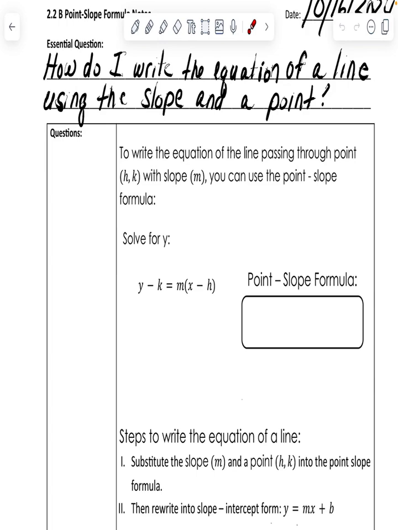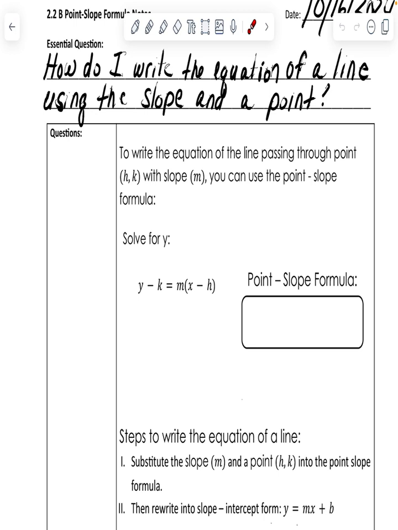So today I'm going to answer the essential question, how do I write the equation of a line using the slope and a point? Instead of what we did yesterday, writing the equation of the line using the y-intercept and slope, today we're going to use some point along the line. To write the equation of the line passing through a point, which we're going to call h, k, we're not going to call it x, y because our formula already has an x and a y in it. So our new point we're going to call h and k. H in place of the x, k in place of the y. And slope is always m.